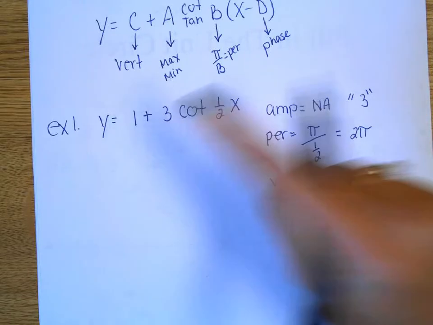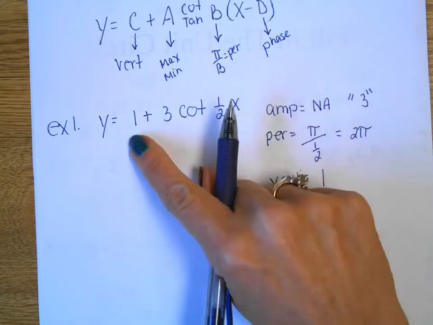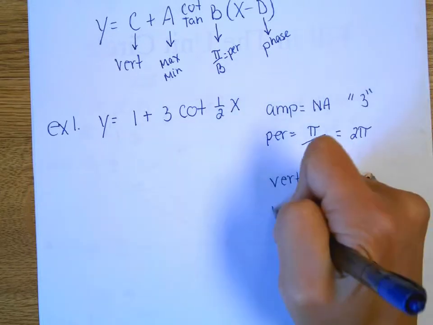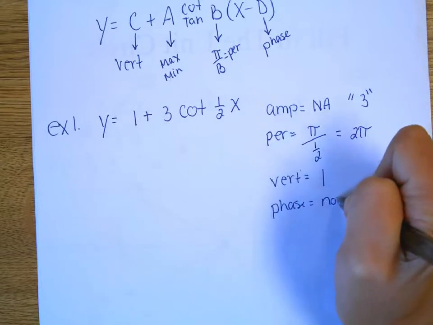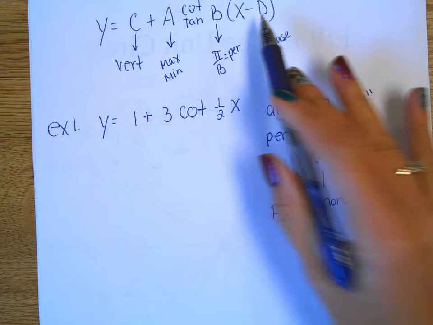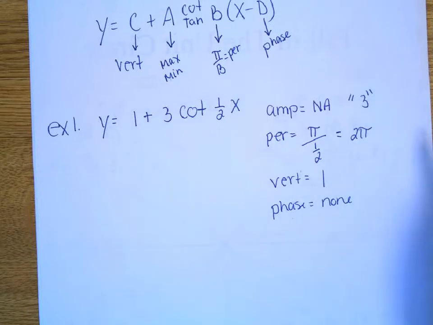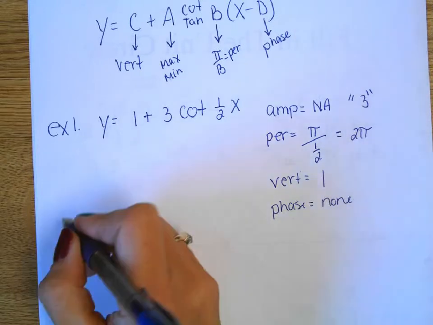Done. Wait, it's this one up here that's added on. And phase? I think I get those. None, because there's nothing in parentheses with the x. Okay.